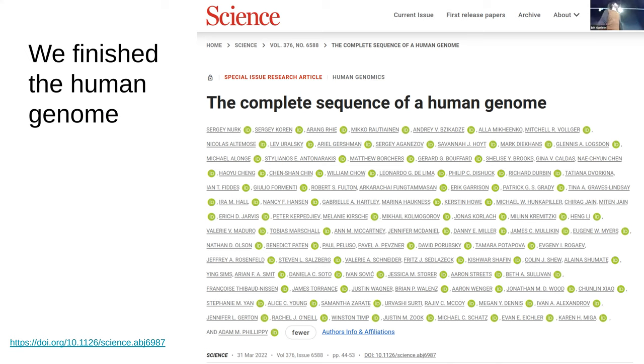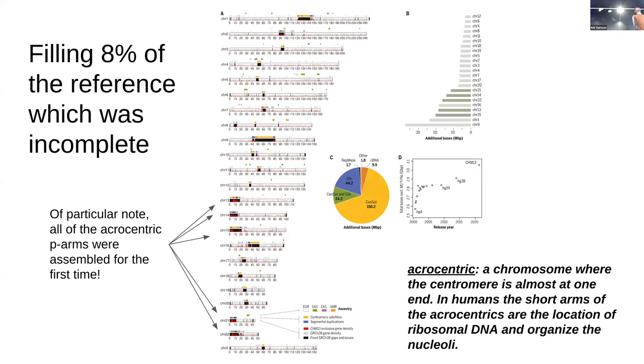So this is a perspective I wanted to provide. If you look at the standard GRC reference, it has all these regions that are black. And those are regions we could not see before. So they're incomplete assemblies. They're represented by Ns or by simulated sequences. And these are all filled in this particular assembly. And usually the pieces we're missing are the centromeres.